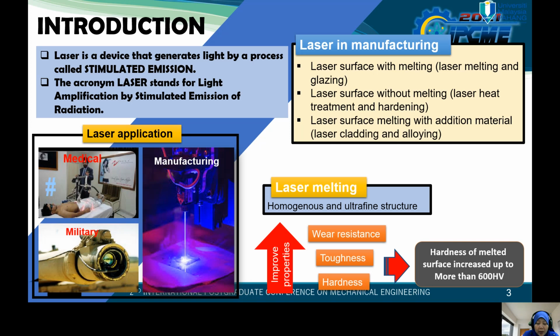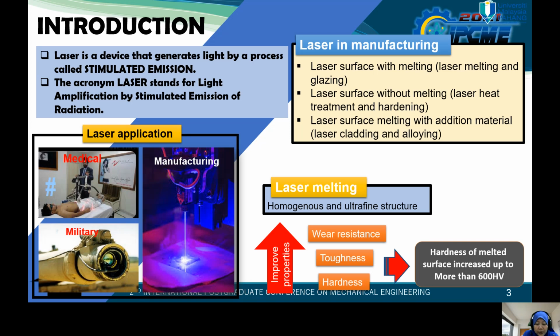Laser surface with melting produces very rapid heating and cooling on the melt surface, that is melting and glazing. While laser surface without melting is where the surface of the material does not melt, but undergoes solid state transformation. Laser surface melting with addition is where the surface of the material melts with the same or different material added.